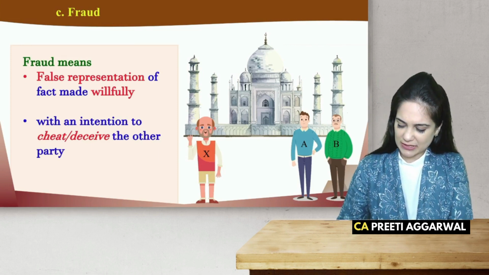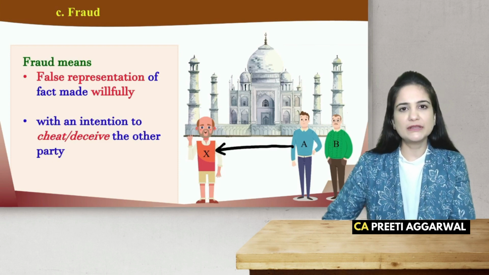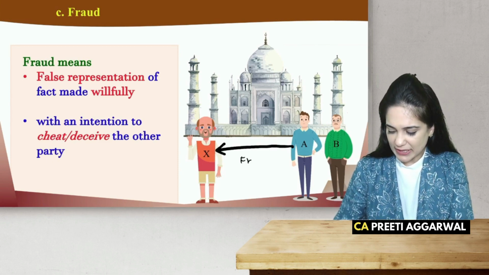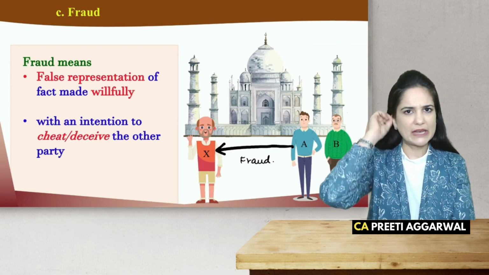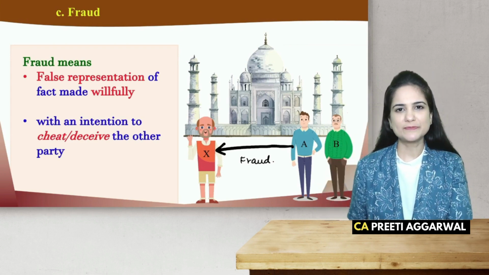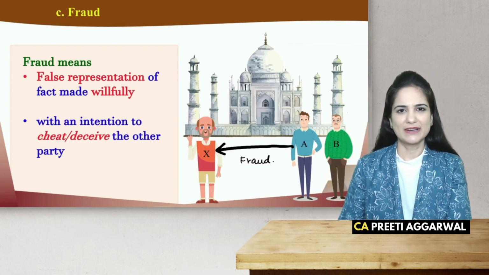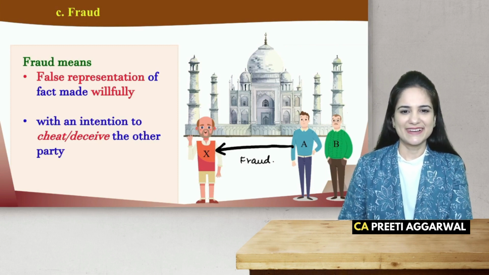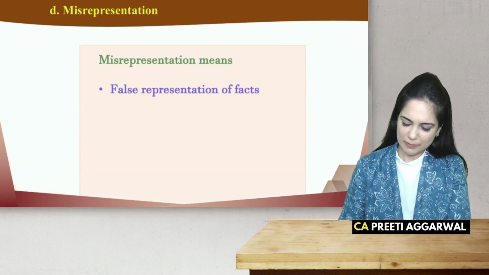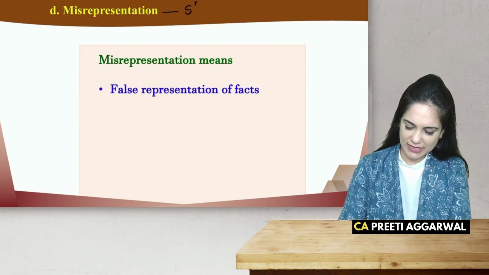Now in this case, they are giving out false facts intentionally. This is nothing but fraud. Then what will be the remedy in this case? Find them, file a case against them for fraud, try to recover your money. It's not a valid contract. Next we have misrepresentation. Section 18.